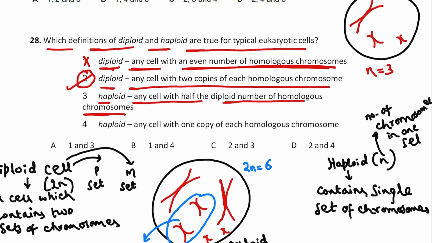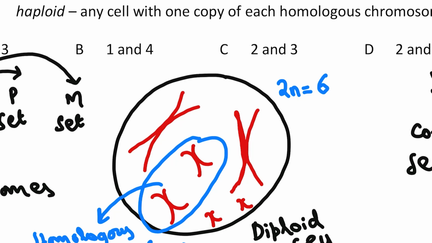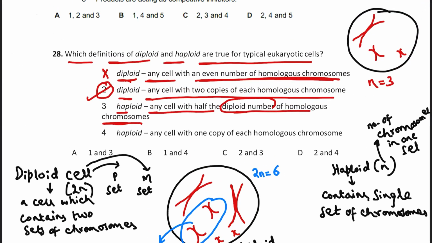Guys, diploid number is not for the homologous chromosomes. Always remember this point, that diploid number is for the cell. Diploid number is not for the homologous chromosomes. We can see that there are 2 homologous chromosomes, but the diploid number is 6. Diploid number is for the cell. So statement 3 is wrong.